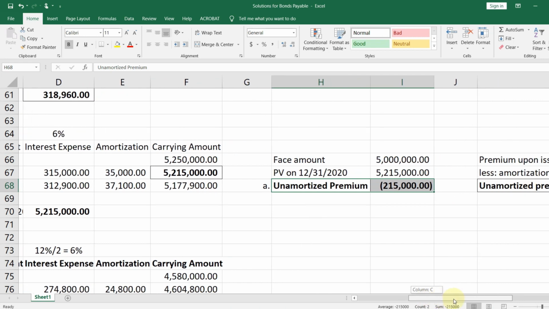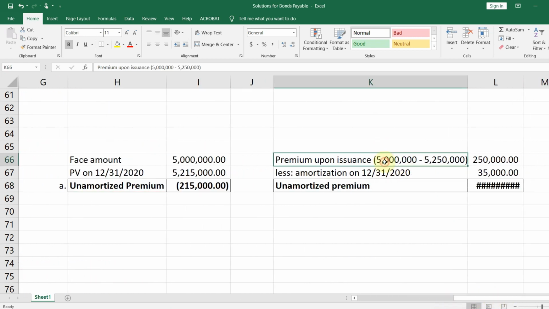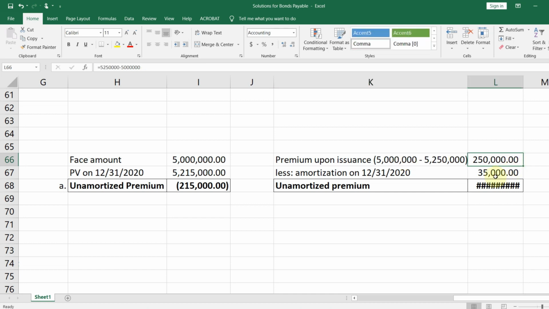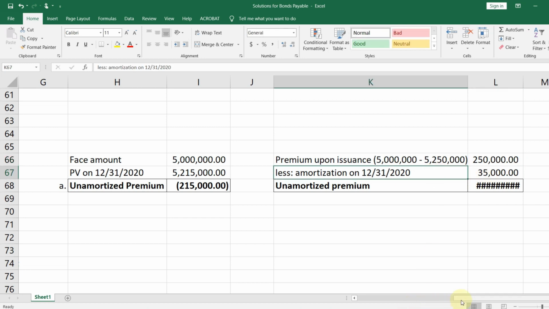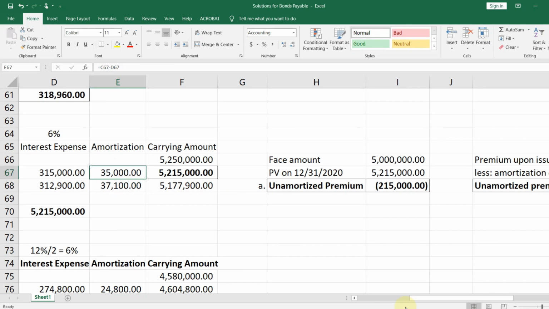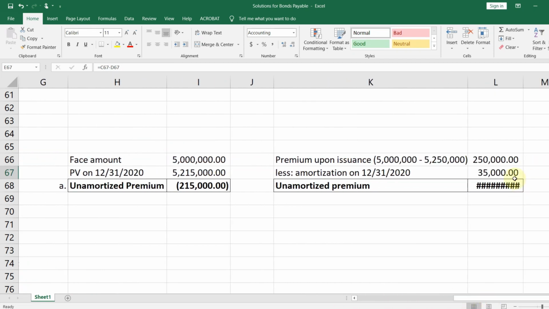Okay? Next. Pwede naman ganito. Gusto mo malaman yung balance ng premium, kailangan alam mo yung beginning balance ng premium account. So, paano nagagawa? Inisyuhan ka ng 5,250,000 para sa pangungutang mo ng 5 million. So, ibig sabihin, may 250,000 kang gain or premium. Okay, so that's the beginning balance of your premium. Okay, on 12/31/2020, nag-amortize ka ng premium na 35,000. So, less mo ngayon, 35,000. Then, nung niless mo siya, your balance of the premium account is 215,000 unamortized premium.